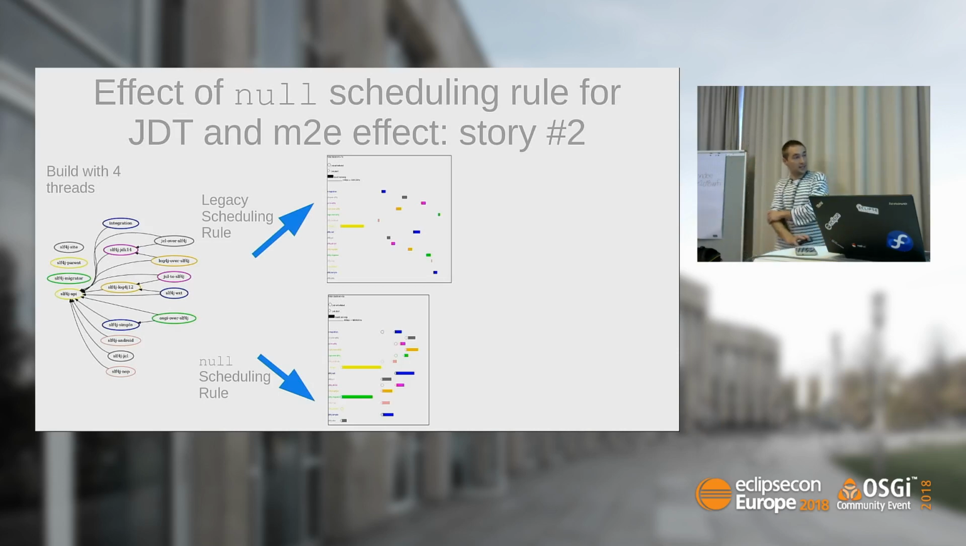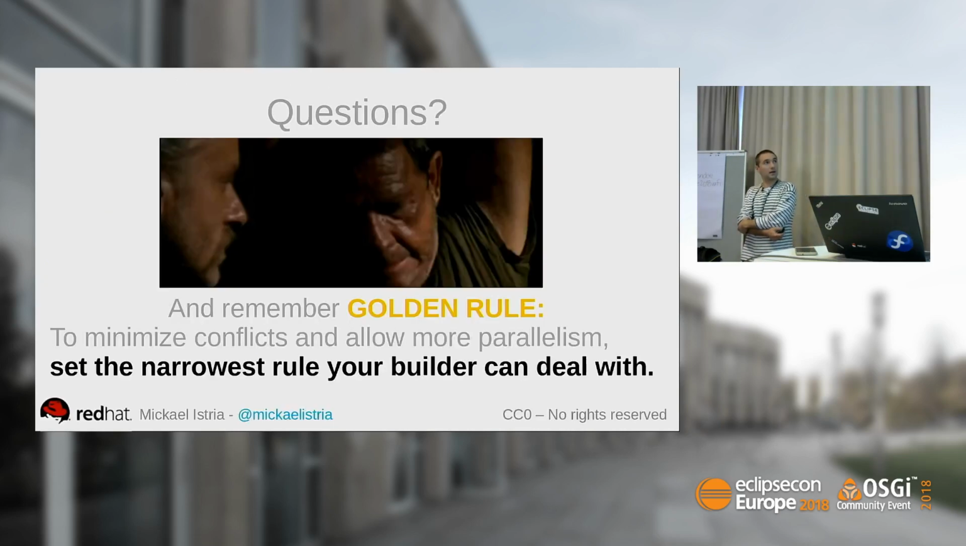So that's about all for this presentation. I will take questions, but before that, I would like you all to repeat this rule with me, which is that to minimize conflicts and allow more parallelism, you have to set the minimal scheduling rule your project can deal with, your builder can deal with.